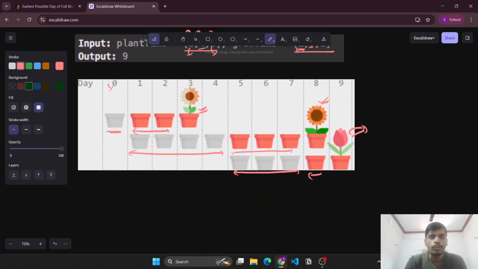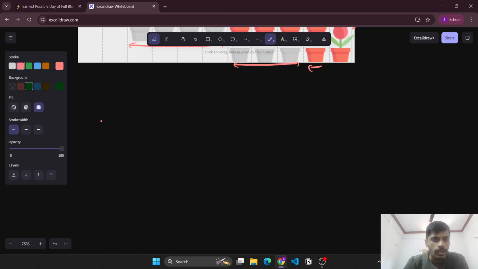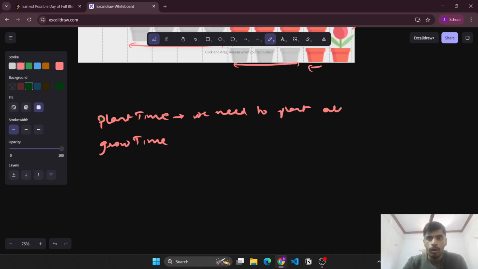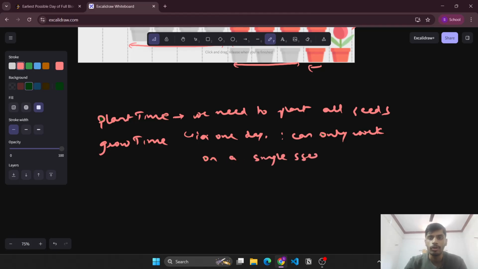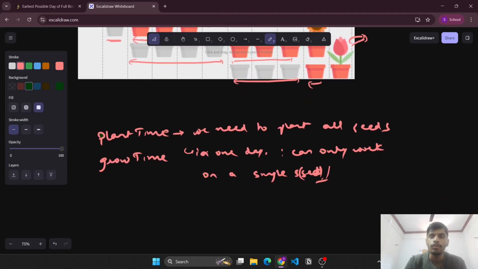So one thing we need to make an observation on first is this. We are given plant time and we are given grow time. Obviously we need to plant all seeds, and in one day I can only work on a single seed. This is sure, because we are given that in a single day we can only plant a single seed, and we need to plant all the seeds.